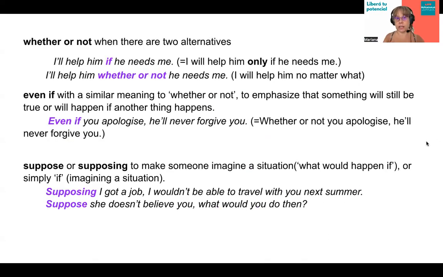Okay, we have more alternatives: whether or not, even if, suppose or supposing. The difference between if and whether or not is that with if, you will do that only if the person does the other thing. In whether or not, you are going to do it anyway, because you are not giving options to the other person. You see the difference? And even if it's very similar to whether or not. So no options to the person you're speaking to. And suppose or supposing emphasizes the fact that you are imagining a situation, okay? So that's an alternative to if.